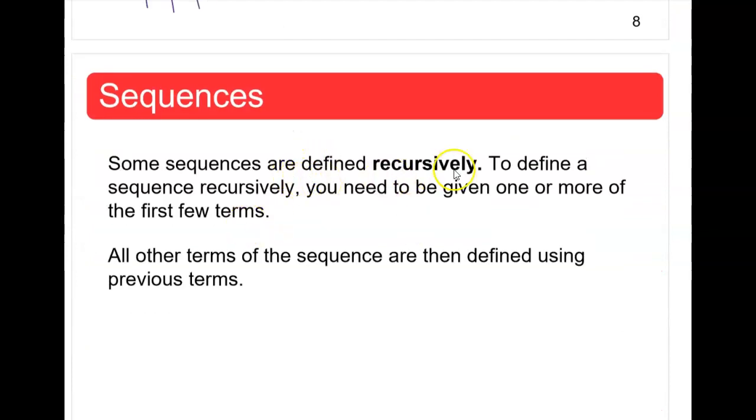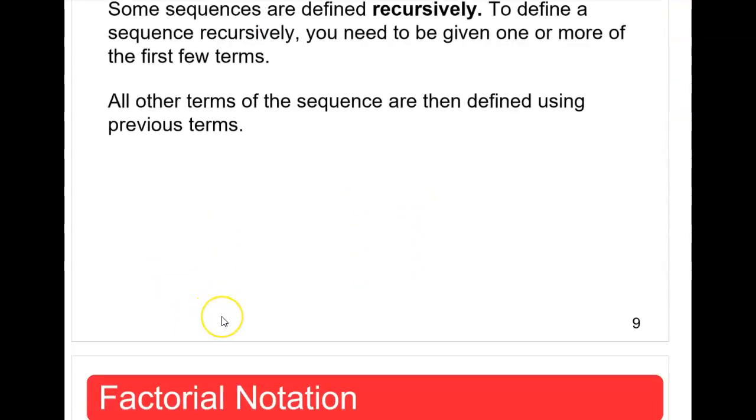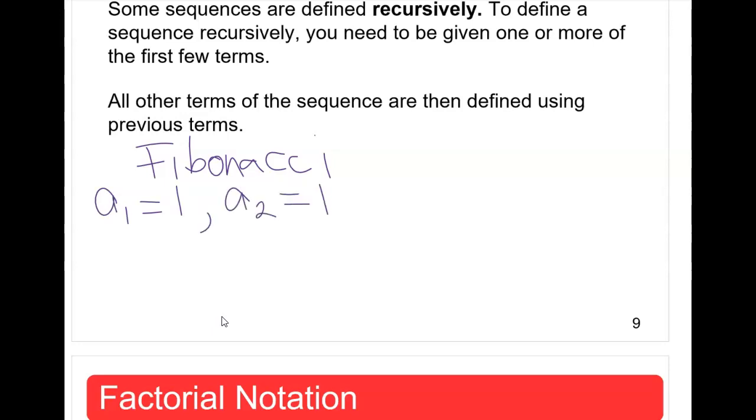Some sequences are defined recursively. To define a sequence recursively, you need to be given one or more of the first few terms. All other terms of a sequence are then defined using previous terms. So for example, the Fibonacci sequence: for that sequence, the first term is equal to 1 and the second term is equal to 1 as well. Now from there, the definition is that the nth term is going to be given by the addition of the term before n, which we could call n minus 1, plus the term before this one, so it will be n minus 2 for the subscript.